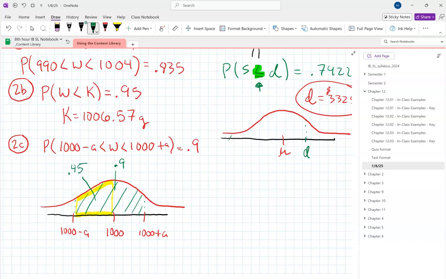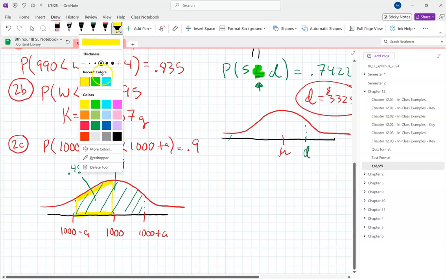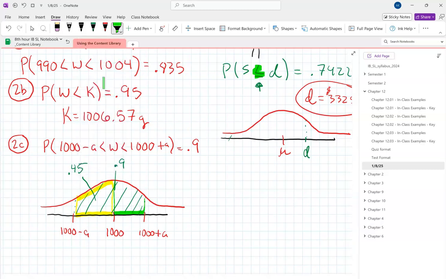Good. So that means that obviously then this area is also 0.45, right? How did you know you could split it right in half, Olivia? Because the shape of a normal distribution is symmetric. So if you have an equal amount on either side of the mean, you can just split it right in half because the mean is the halfway point.